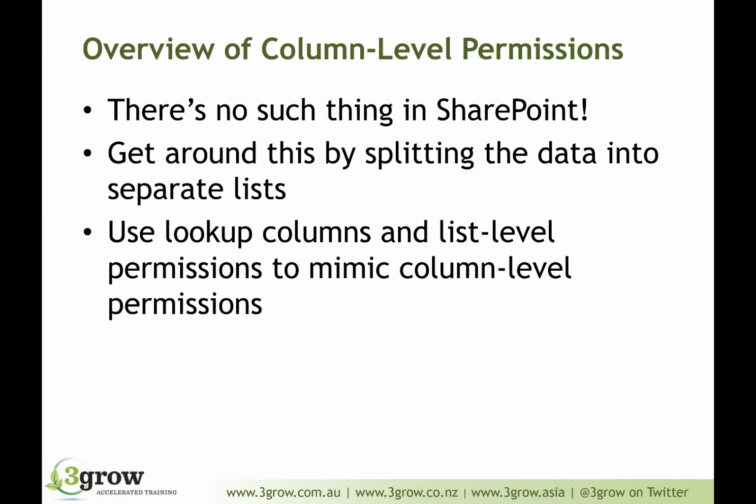So I guess the first thing to point out is the title of the video is a little bit misleading. Technically, there is currently no such thing as column level permissions in SharePoint. The way we get around this is by splitting data into separate lists. So for example, sensitive information would sit in a second list, and we can then lock down the permissions of that list only to certain people. The same would apply to a document library, where we can store additional metadata about those documents in a separate list. And then what we do is connect those two lists together via lookup columns.